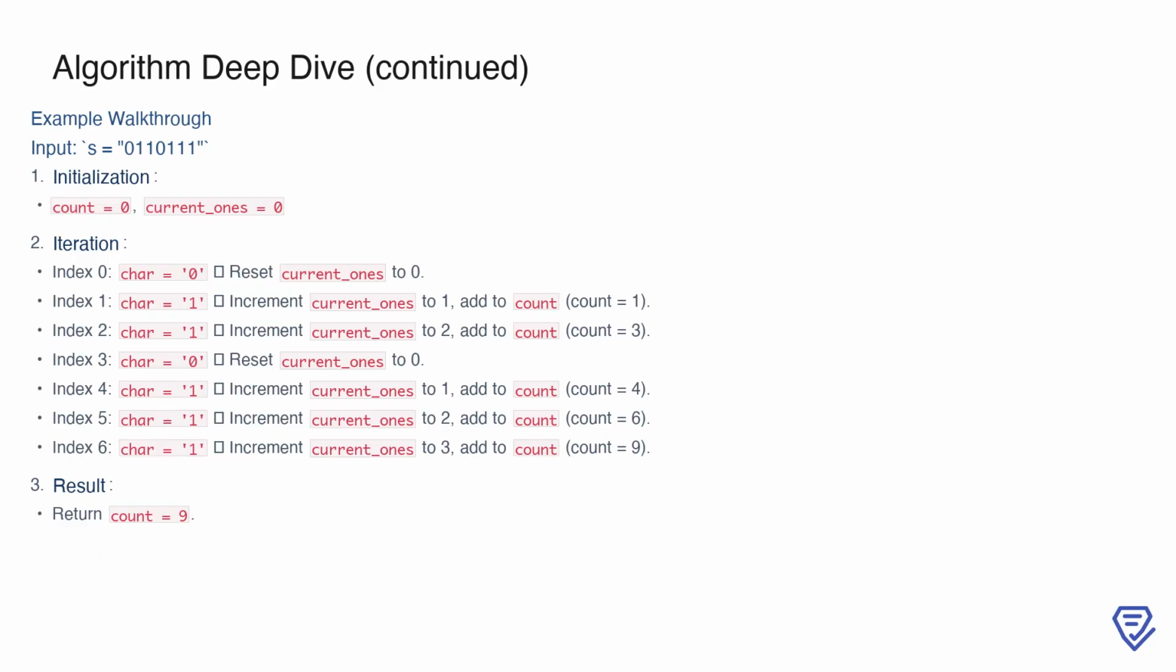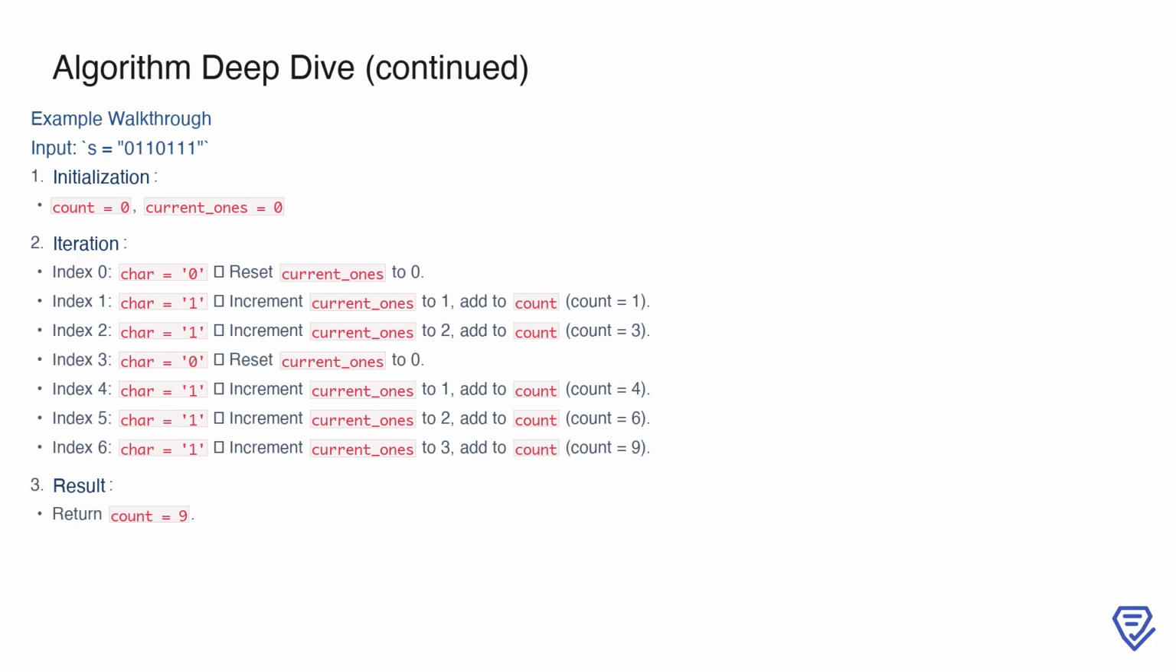At index 1, we encounter a 1, so current_ones is incremented to 1, and count becomes 1. At index 2, another 1 increases current_ones to 2, adding 2 more to count, which is now 3. At index 3, a 0 resets current_ones to 0.